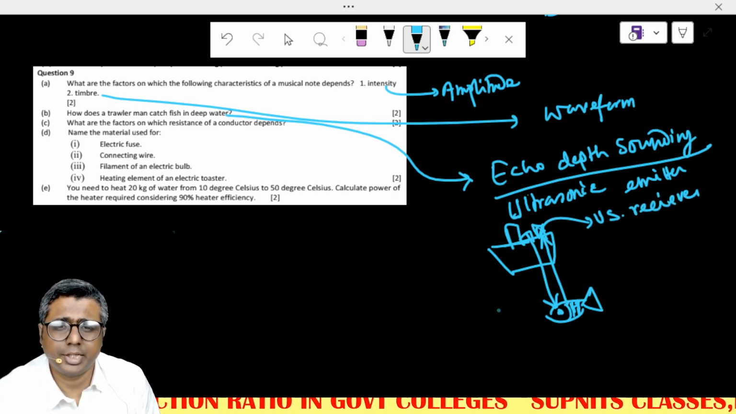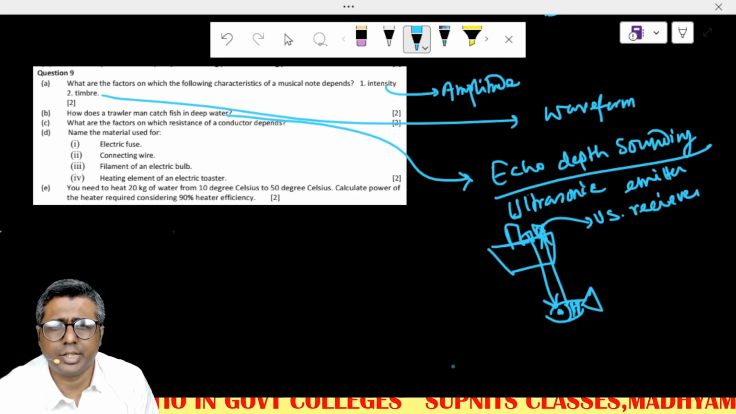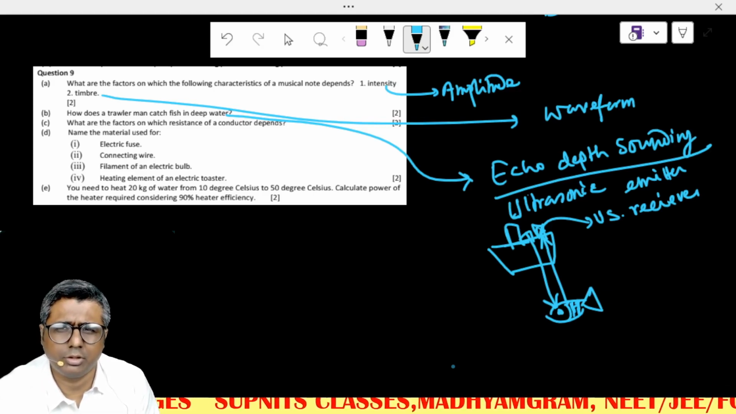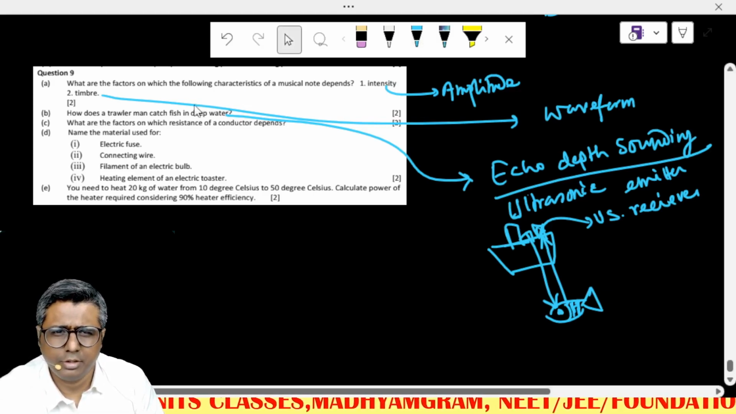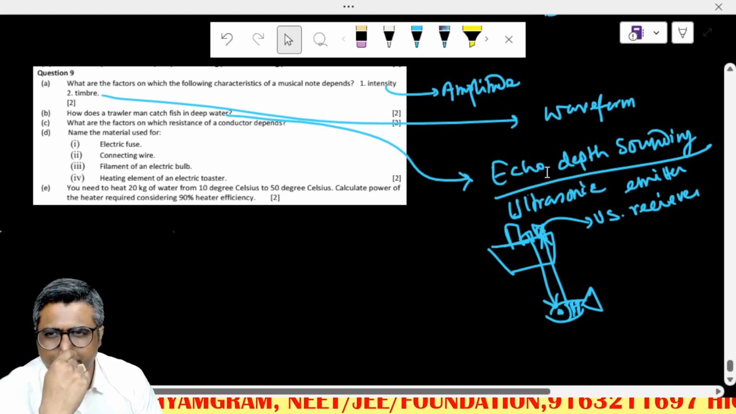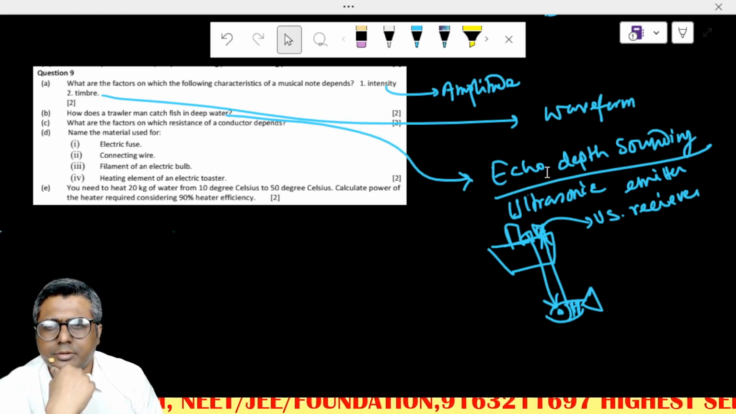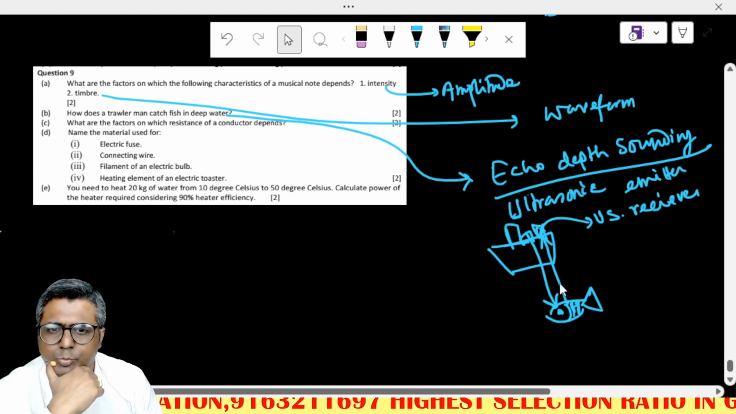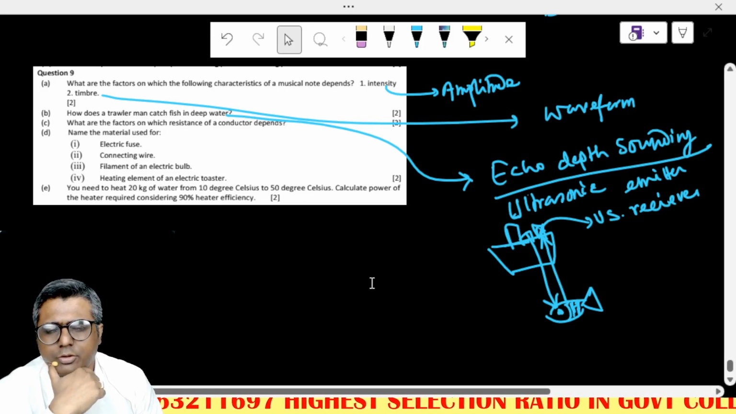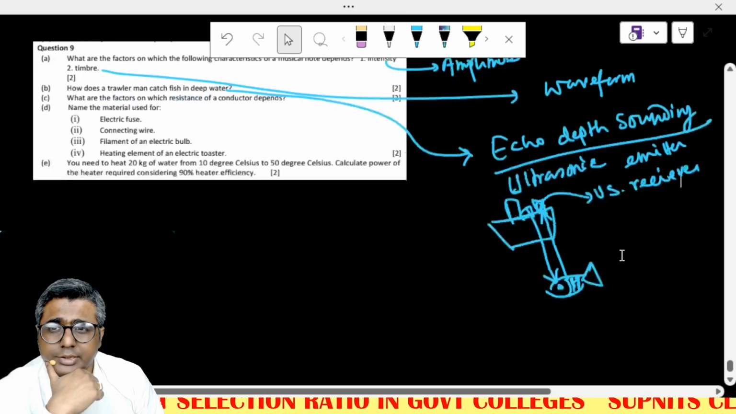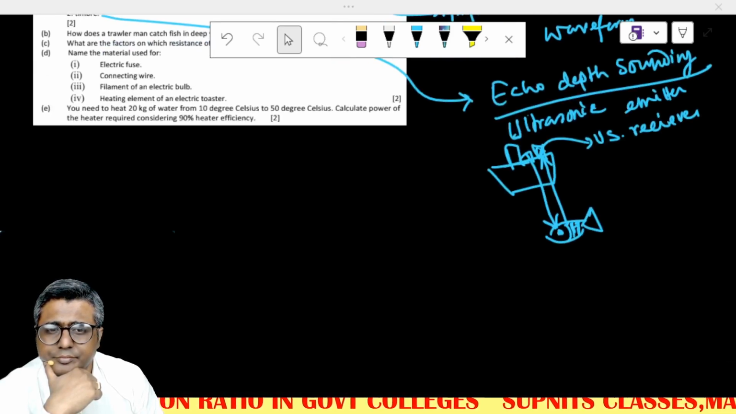he can understand the amount of fish that is there, and accordingly he spreads his net in the place where he gets lots and lots of echo. That means lots and lots of fish are there. So here you have to write, he uses the principle of echo depth sounding to find out where there are many fishes, and you just give a small diagram like this, and accordingly he fishes.